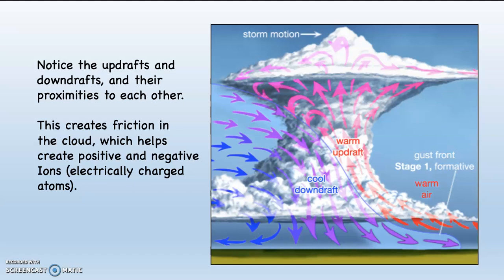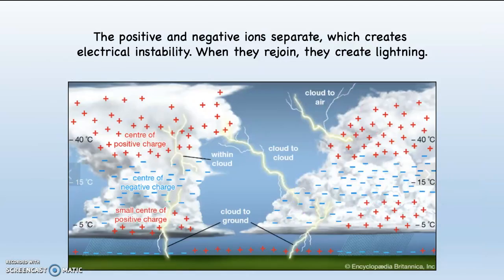The way you give an atom an electrical charge, in other words, turn it into an ion, is by either adding or subtracting electrons. If you add one extra electron, because electrons have a negative charge, the entire atom takes on a negative charge. If you subtract one electron, there's now one more proton than there are electrons, and the result of that is that the entire atom takes on a positive charge. That can happen through friction in the cloud. If you look at this diagram, notice the separation of positive and negative ions.